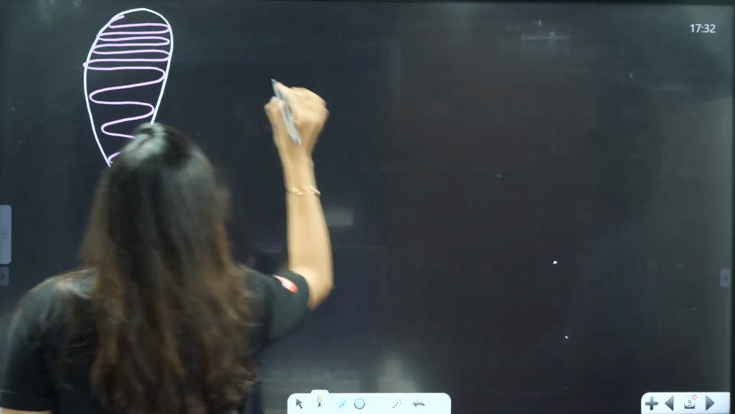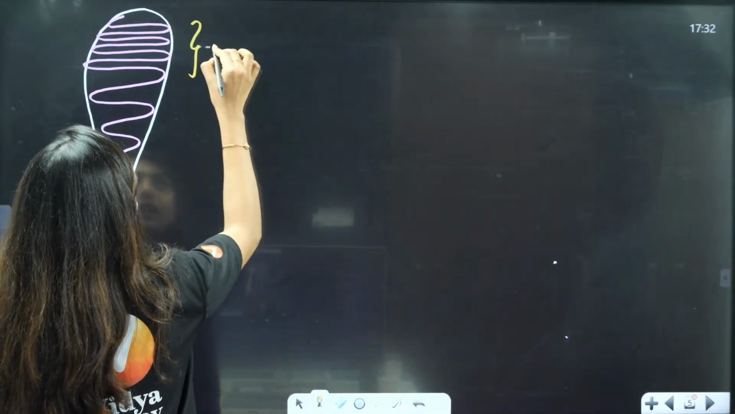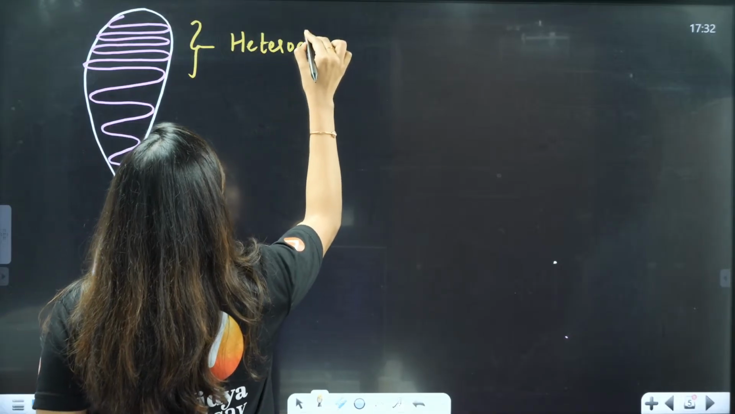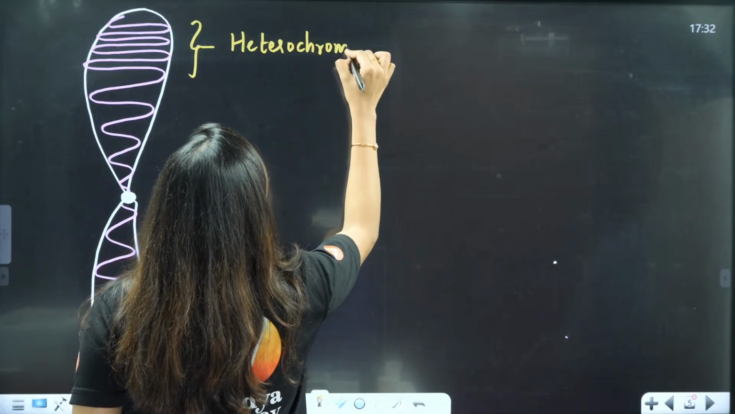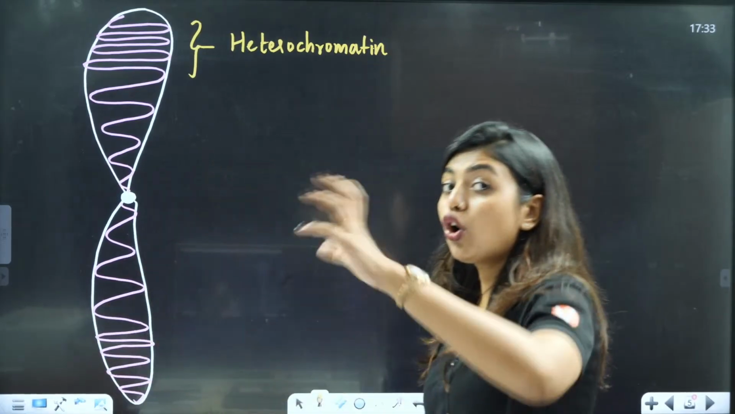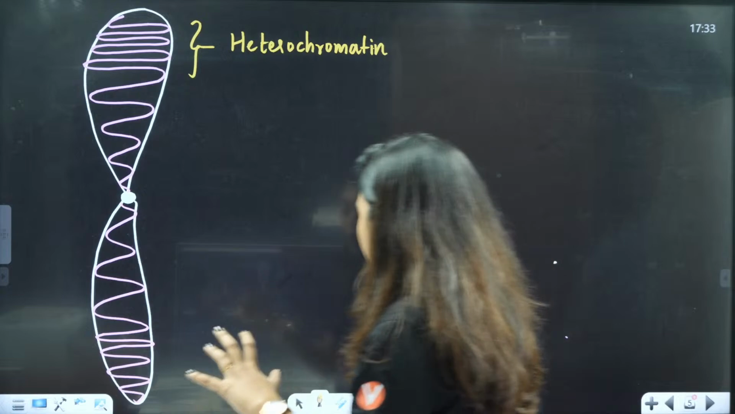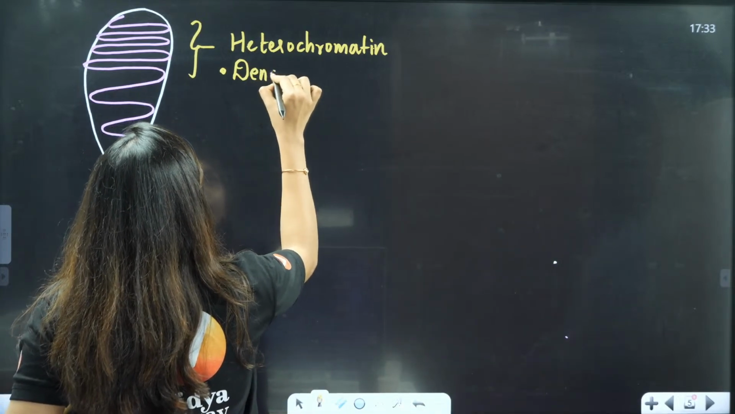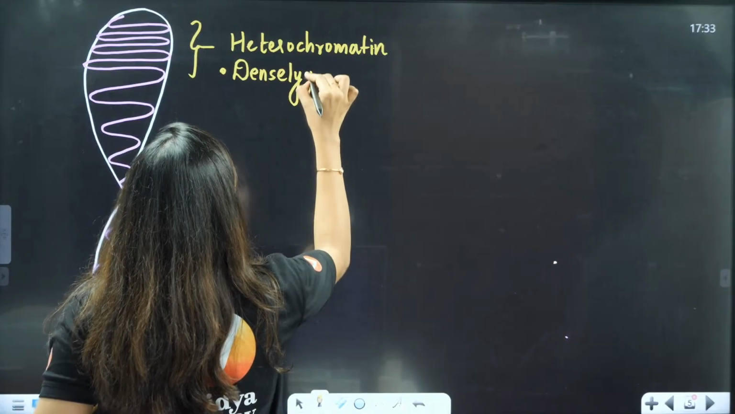Now here if you see, this region is densely packed. That region is called heterochromatin. That region is called what? Heterochromatin. Heterochromatin is obviously going to be densely packed, right? It is going to be densely packed.